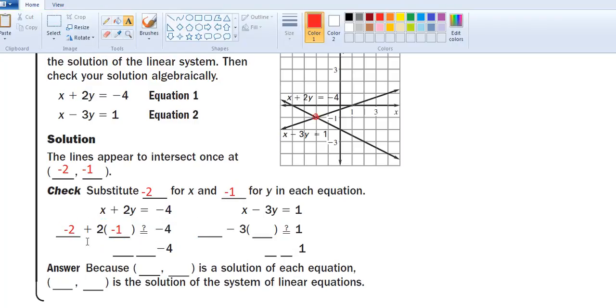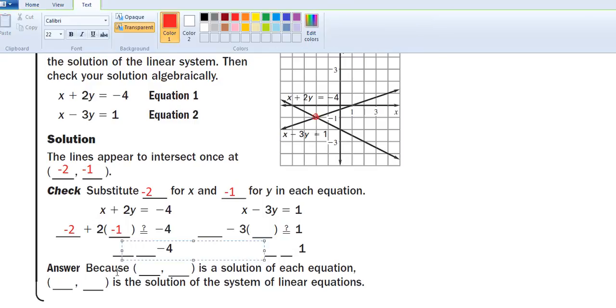Okay, so take a look at this. This right here is -2, and then right here is -2. 2 times -1 is -2. So we're asking, is -2 plus -2 equal to -4? And that is going to be true. So we're going to say here that yes, -4 equals -4. That's good. So we at least know the first one's right.